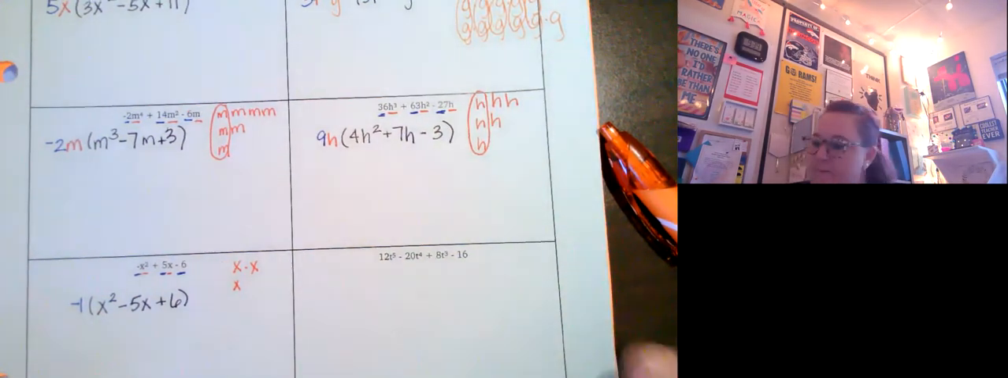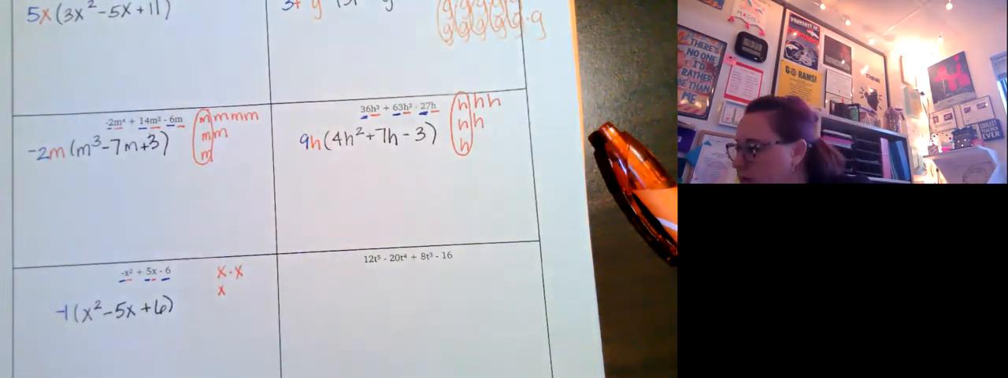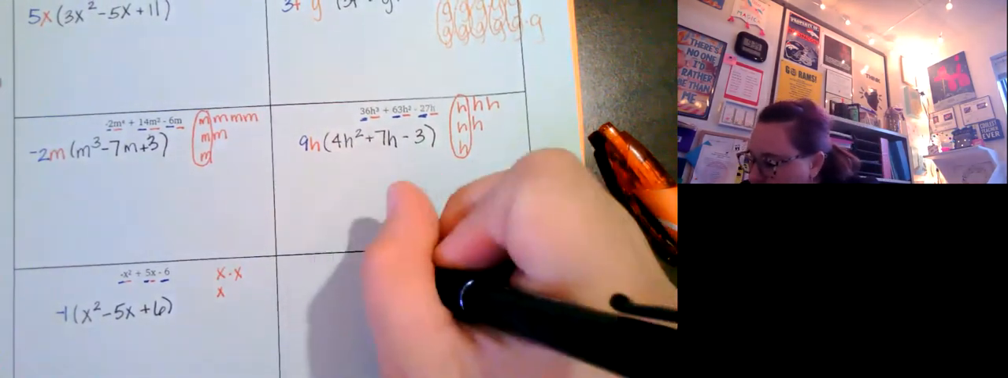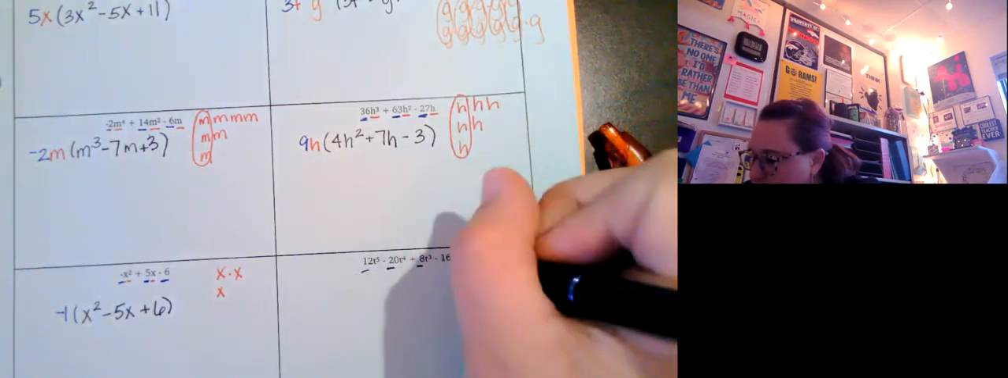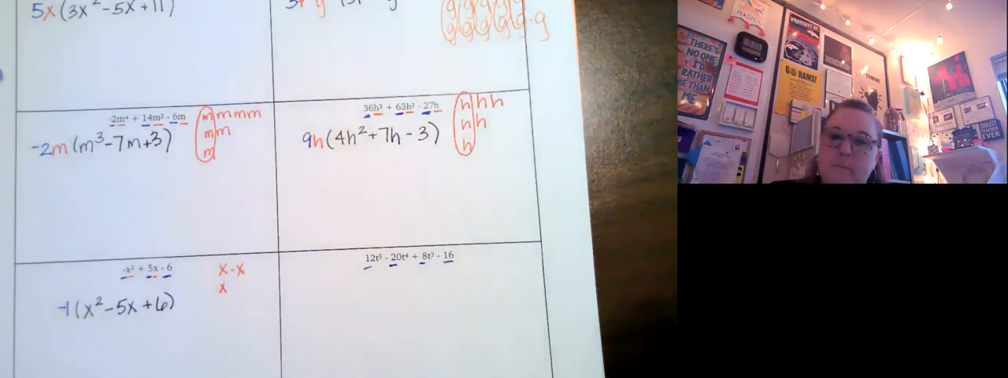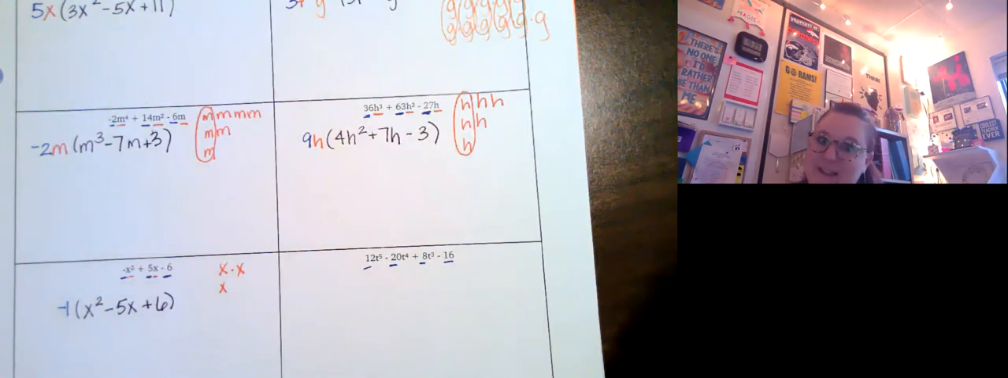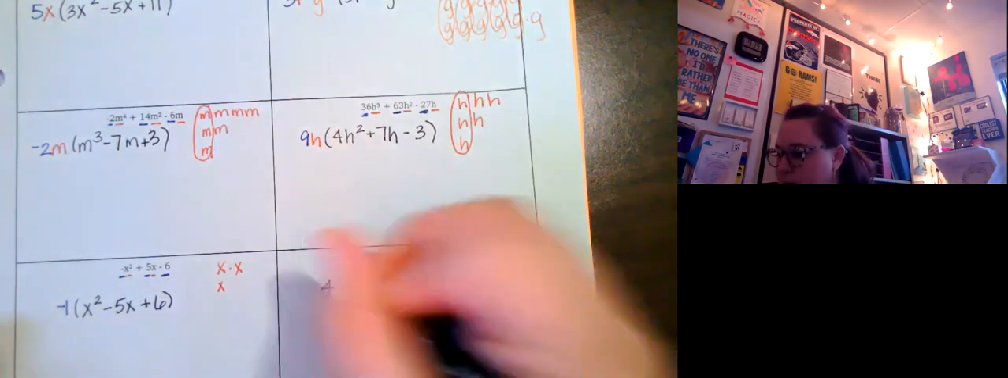All right, this is our first polynomial with 4 terms. Let's take a look at that one. I have 12, -20, +8, negative 16 for my numbers. Looking at those numbers, I know that 2 goes into all of them because they're even. What about 4? Does 4 go into all of them? It does. So let's factor out a 4.